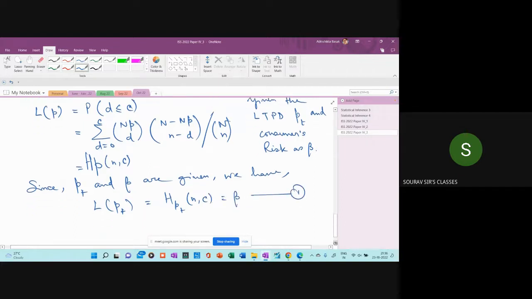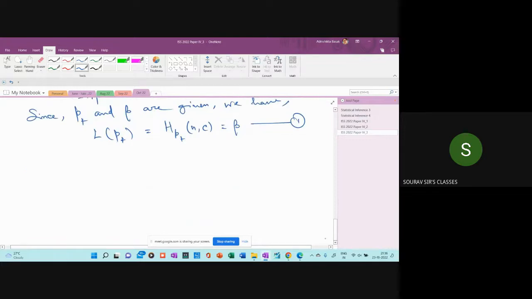This is my equation 1, and equation 1 is satisfied by several pairs of N and C. So we will choose different values of N and C, and then we will be able to draw the OC function. We choose the particular pair for which the ATI is maximum. So where we are going to stop, we need an actual cutoff here as well.